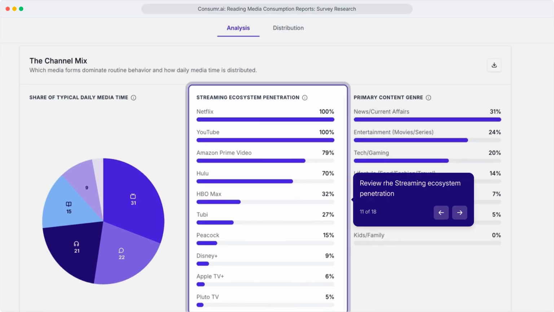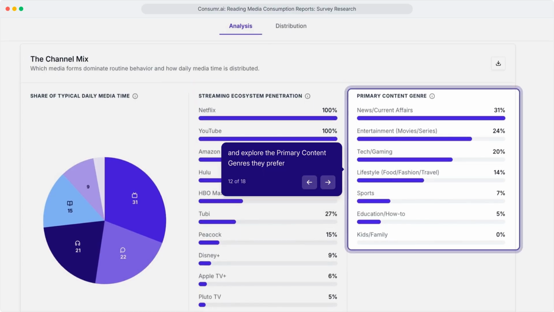Review the streaming ecosystem penetration section. This shows which streaming services your audience subscribes to and how many they juggle. Now you know which platforms to prioritize for streaming advertising or content partnerships. Explore the primary content genres they prefer. This reveals what actually engages your audience.